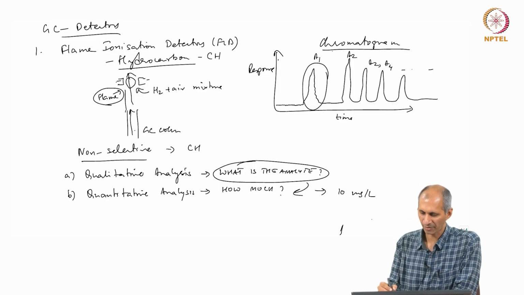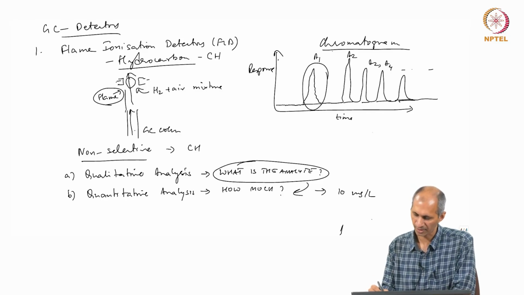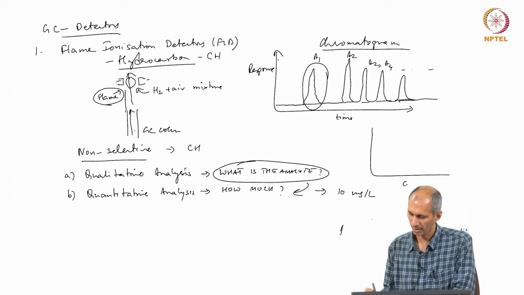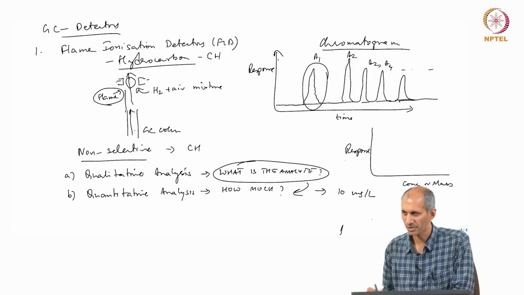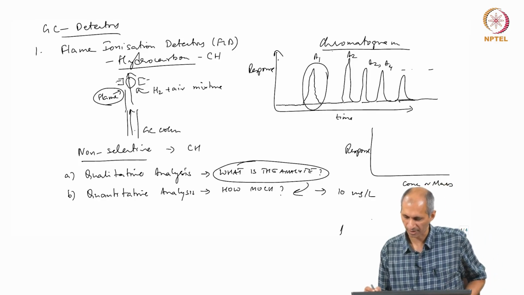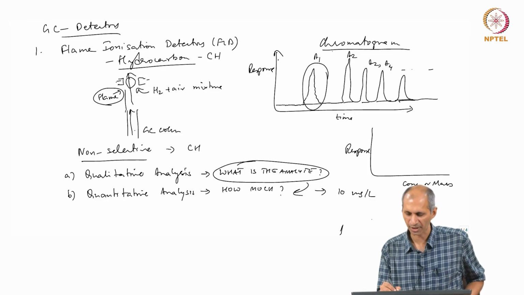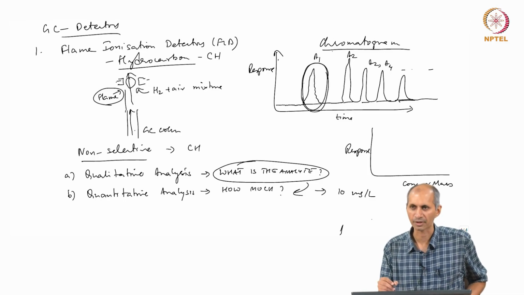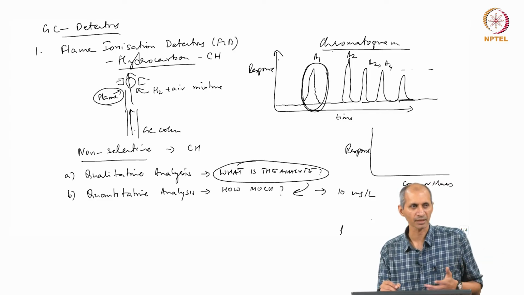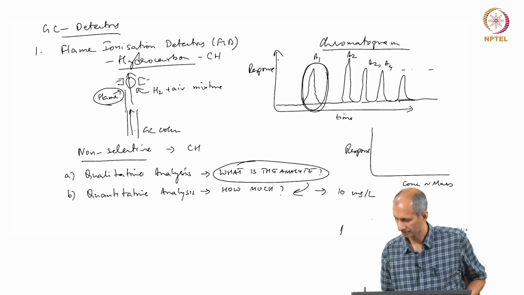So, the next part of it is, how do I do calibration? Calibration is a chart between concentration or mass and some response, right. Now, what is the quantity of response I can use here? This is a response, this is the signal I am getting. How can I use this to get calibration information?